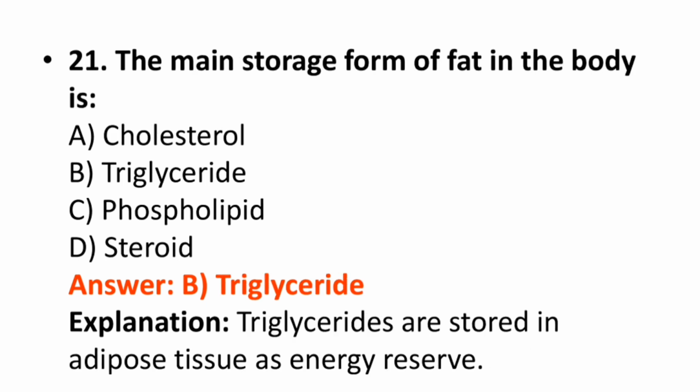The main storage form of fat in the body is option A, cholesterol, option B, triglyceride, option C, phospholipid, option D, steroid. The correct answer is option B, triglyceride. Triglycerides are stored in adipose tissue as energy reserve. The main storage form of fat in the body is option B, triglyceride.